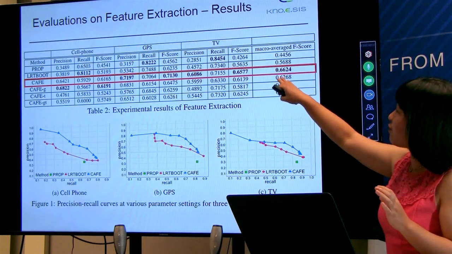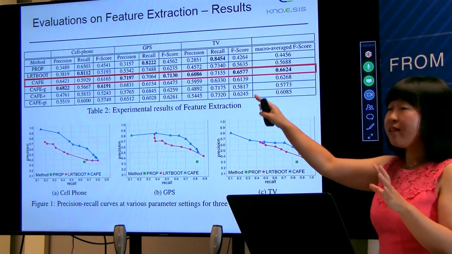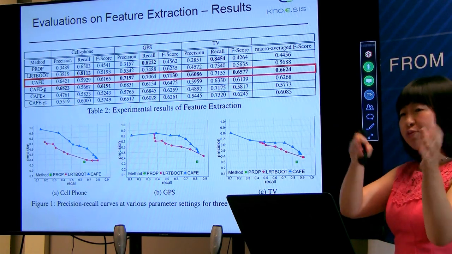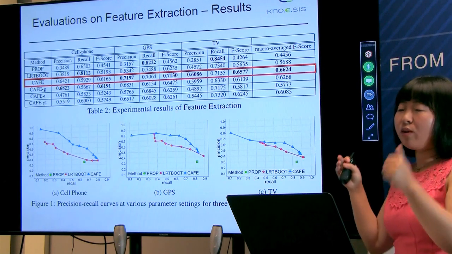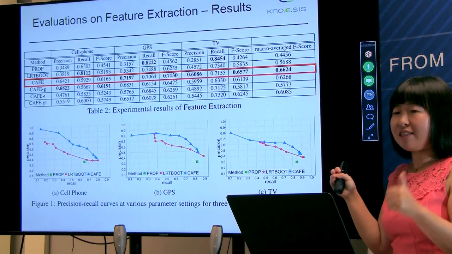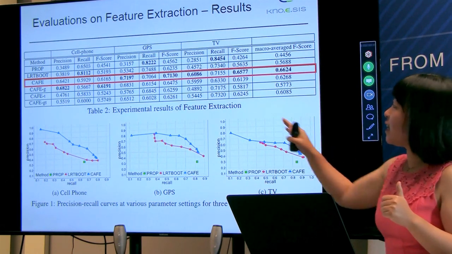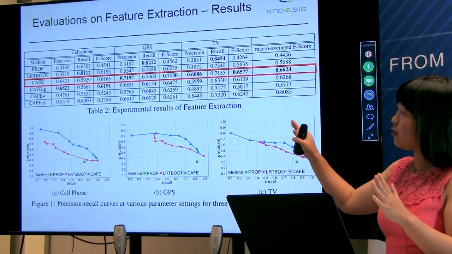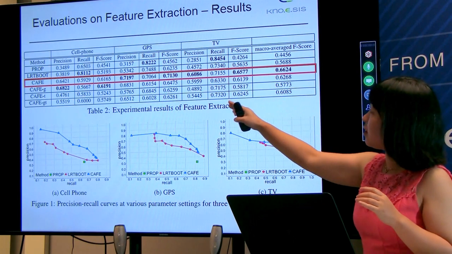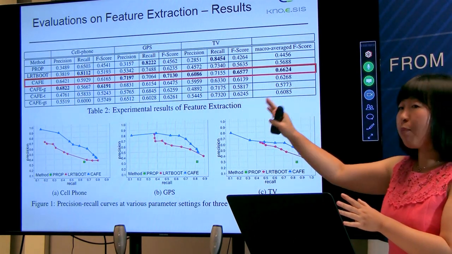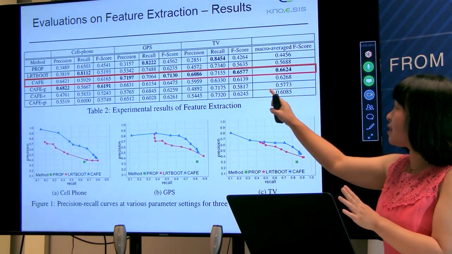So here we have four versions of our approach, because CAFE uses the weighted sum of three similarity metrics. So CAFE G, CAFE T, and CAFE GT, using only the similarity SIMG, SIMT, and SIMGT. Then we do these experiments and evaluate the results based on precision, recall, and F score. So we can see that CAFE, our approach, outperforms the two baselines in terms of F measure.